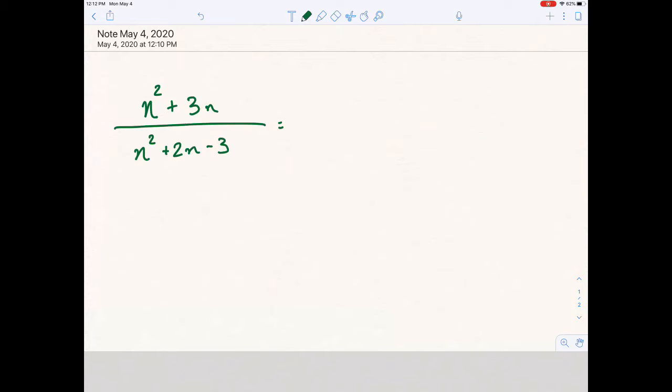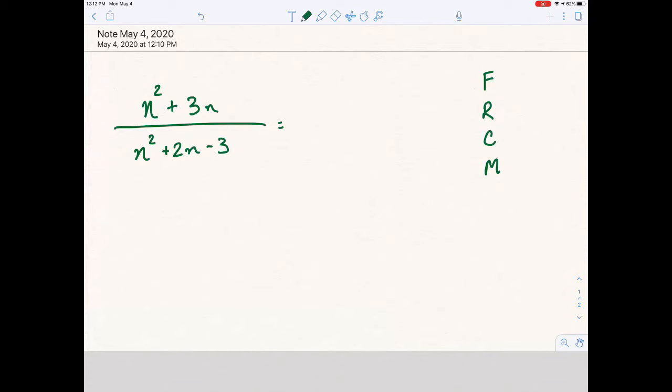Now, on Friday, when we talked about simplifying rationals, there was a four-step process. The first step was factor. The second step was restrictions. The third step was cancel. And the last step was remultiply, in some way. So let's go ahead and check out those four steps.